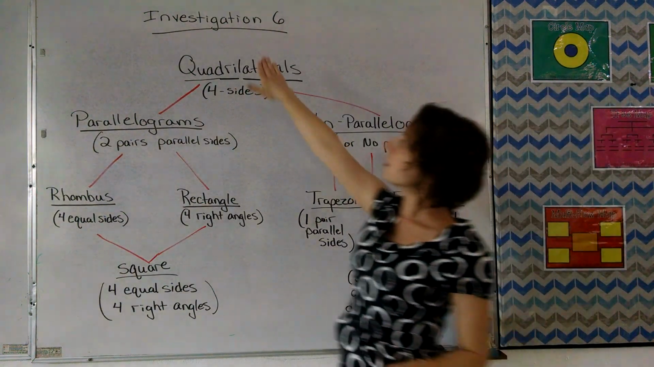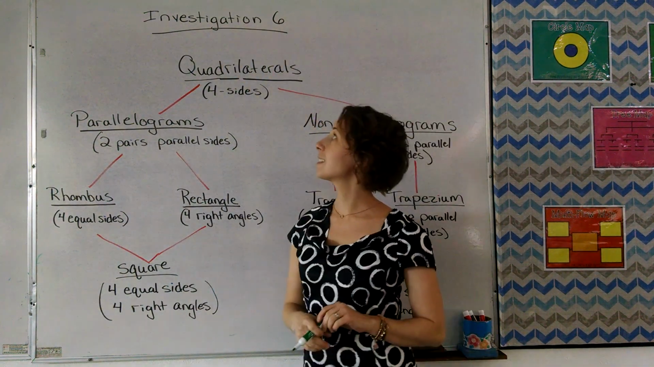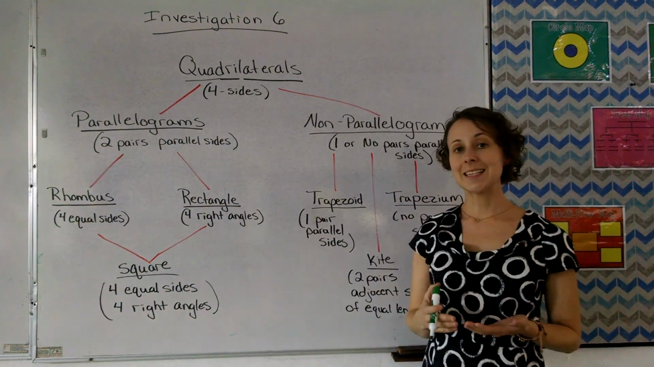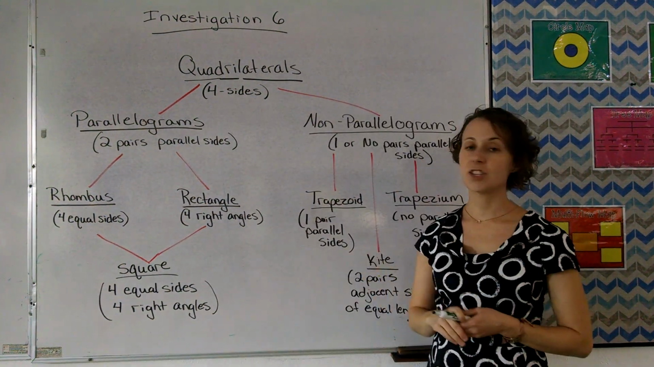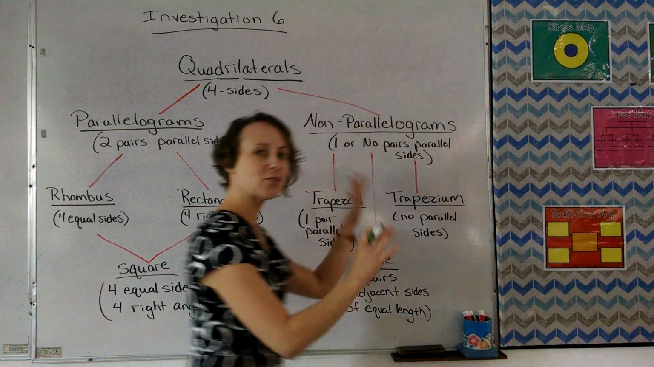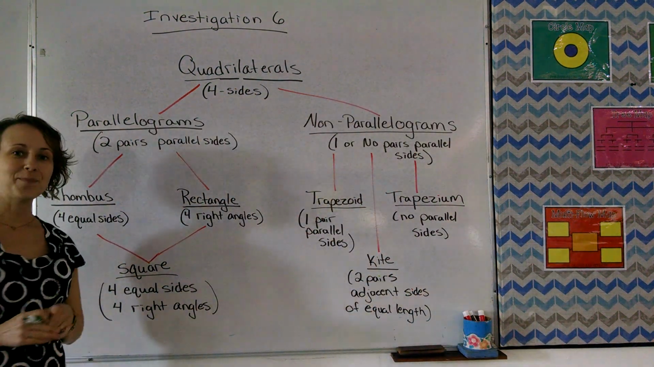For 6th grade. Today we're talking about investigation number 6. We should have just finished lesson 60, so this is your next investigation. Today we're going to learn about the quadrilateral family tree.